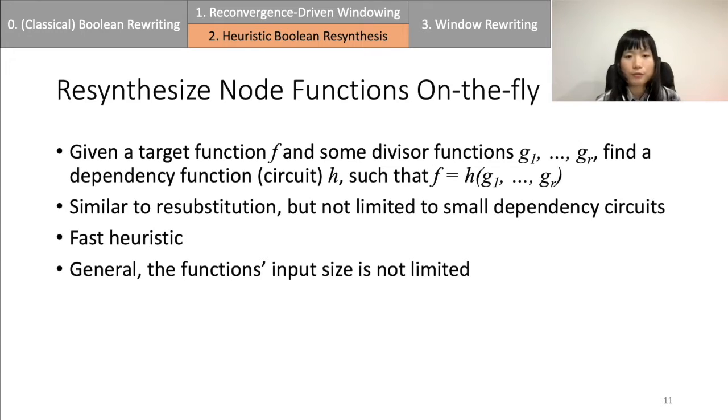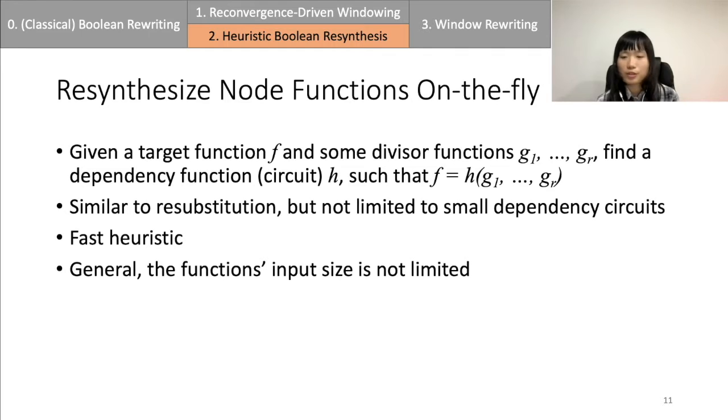To get rid of the exact database, we propose to resynthesize node functions on the fly. The resynthesis problem is formulated as follows. Given a target function and some divisor functions, we want to find a dependency circuit to reconstruct the target function from the divisor functions. The first part of this algorithm is similar to enumeration-based resubstitution.